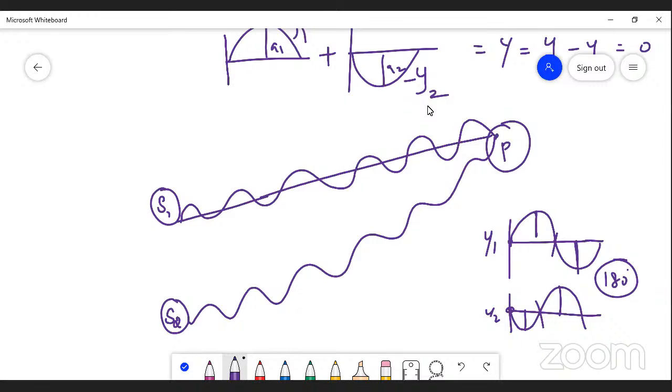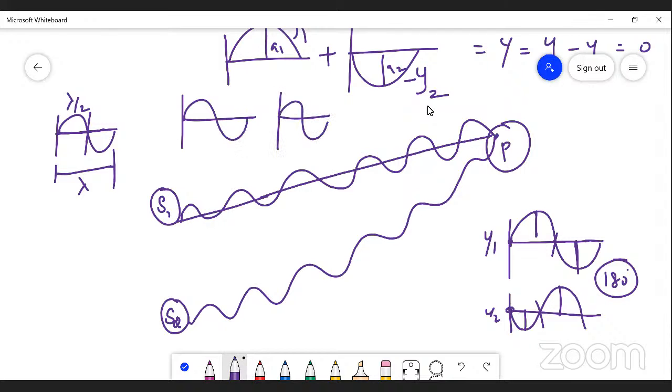Another one is the path difference. What is a path difference? Path difference means, if we consider one wave, this is one wave. You know well, the length of one complete wave is called the wavelength. I mean, this is wavelength lambda. This is lambda by 2. If two waves travel in a medium, one wave and another wave, the length of the first wave is lambda. What is the length of the second wave? This is lambda. This is lambda by 2.